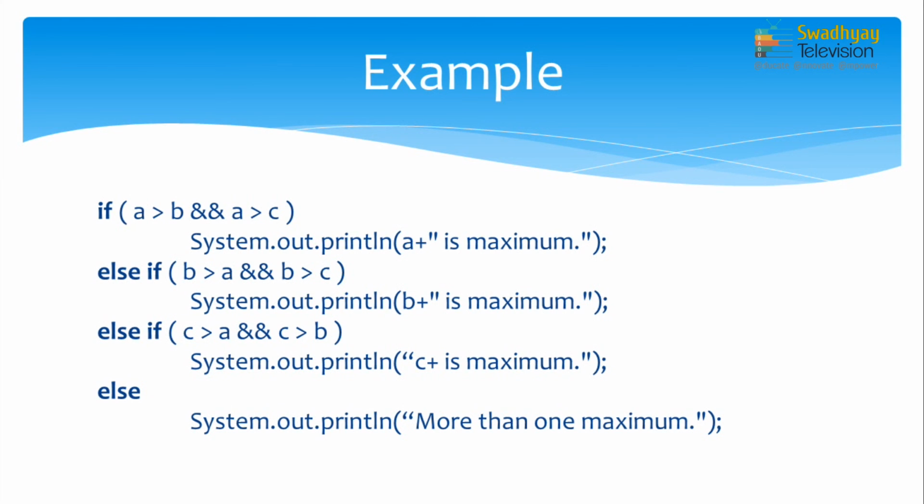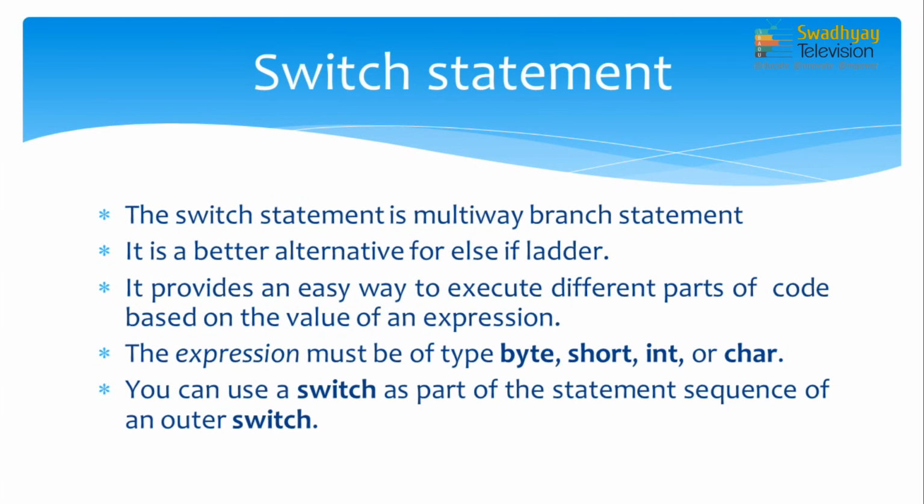If none of these is maximum, we can assume that either the values are not distinct or there may be multiple maximum numbers. So, in the last else part we write more than one maximum, or you can also print values are similar or not distinct. So, this is how the if else ladder works.